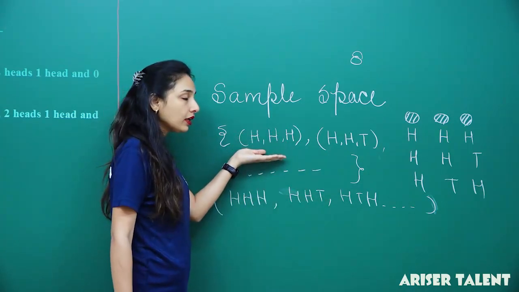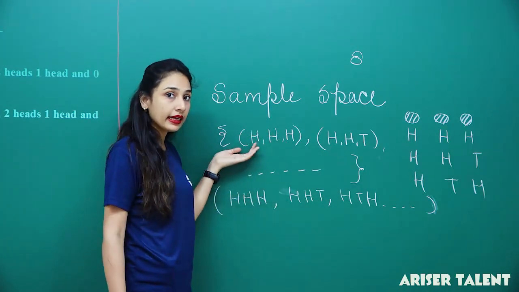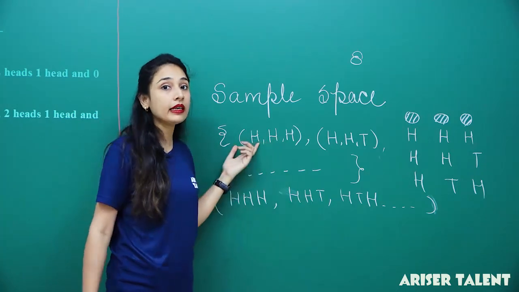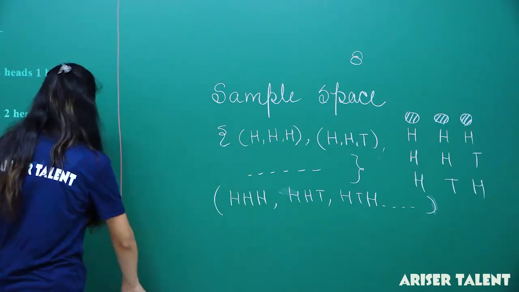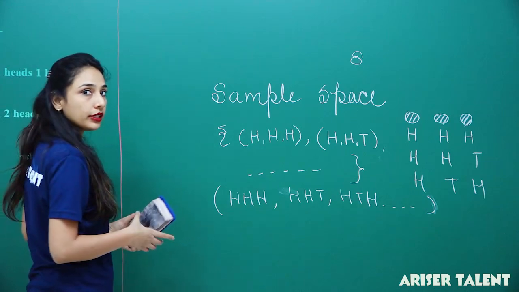This is about the coin. In case of cards, you can write like that. In case of dice, you can write like that. So this is the way to write. Noted? Right.